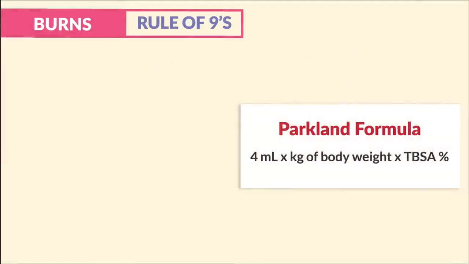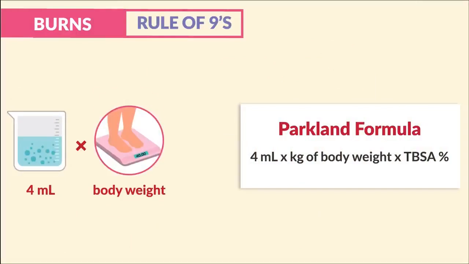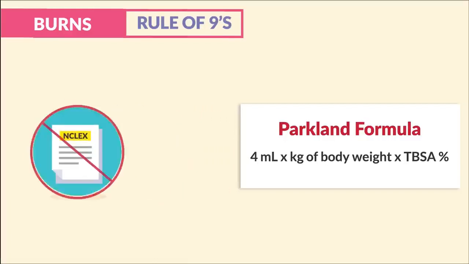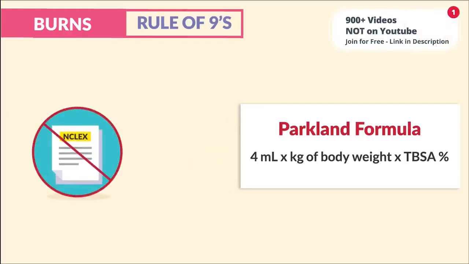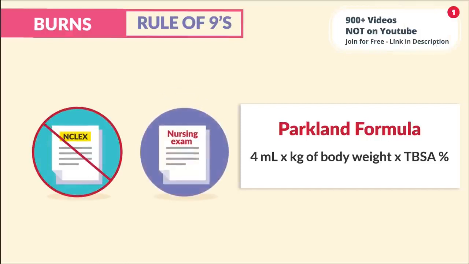So write this down. We take 4 milliliters multiplied by the kilograms of body weight and the total body surface area percentage. Now, this is not commonly tested on the NCLEX, so I wouldn't freak out too much, but it may show up on your nursing school exams. So let's do a quick little example.